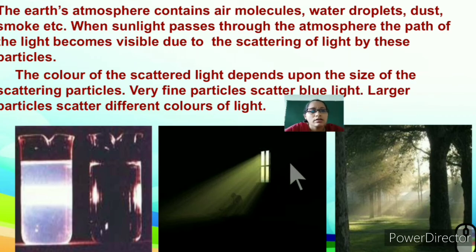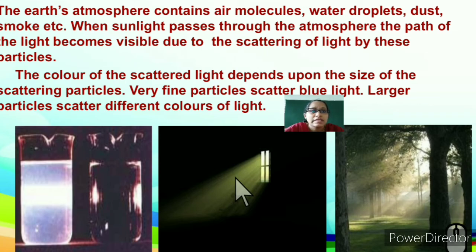You can see the ray of light passing through the window, and the rays getting scattered here. And the Earth's atmosphere also contains, what does it contain? It contains air and water droplets, dust, smoke, etc. So when sunlight passes through the atmosphere, the path of light becomes visible due to scattering of light by these particles. The atmosphere is not only air, it has certain molecules, water droplets, dust. So when light passes through it, the light gets scattered and the path is visible.